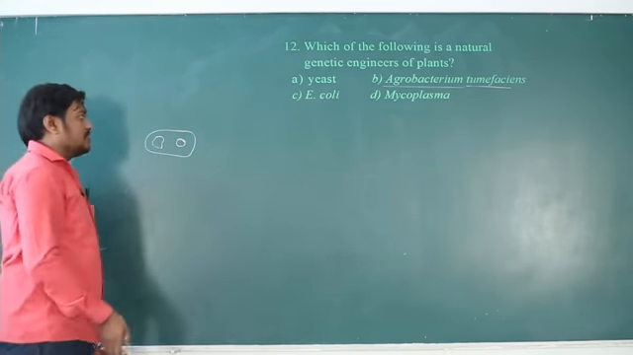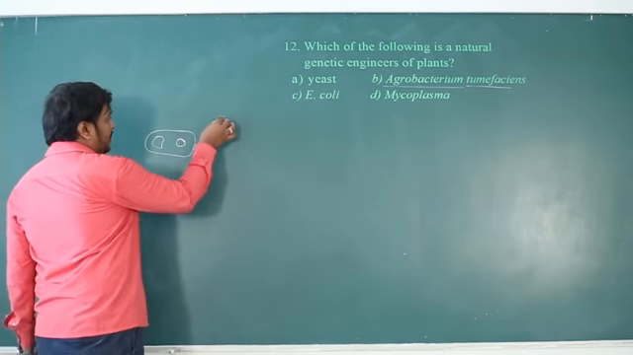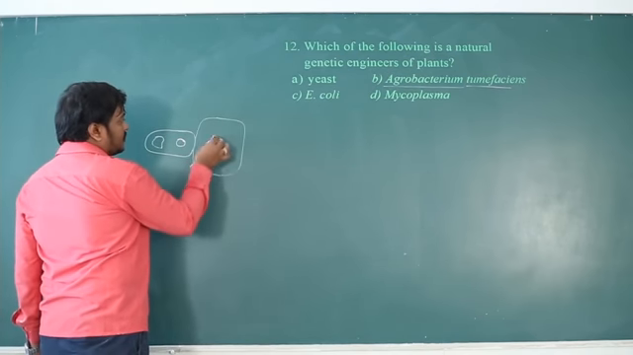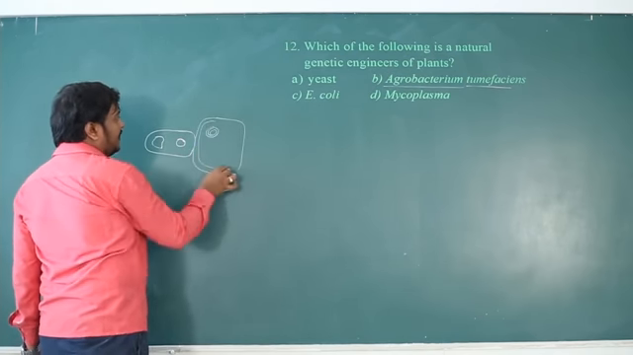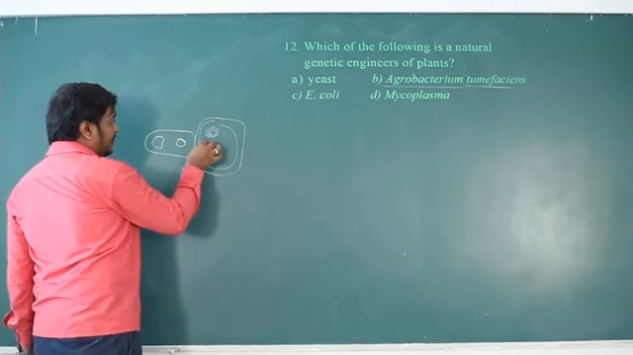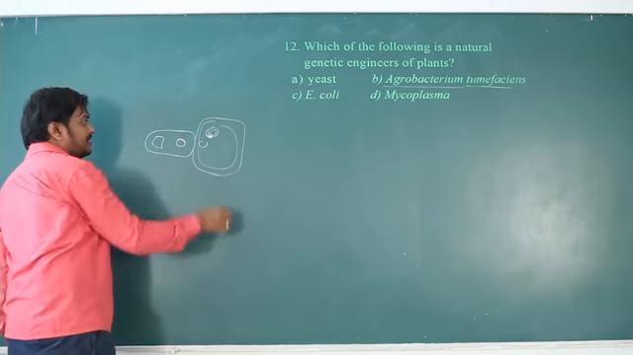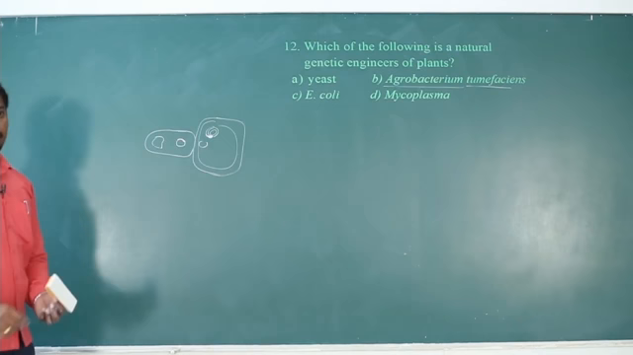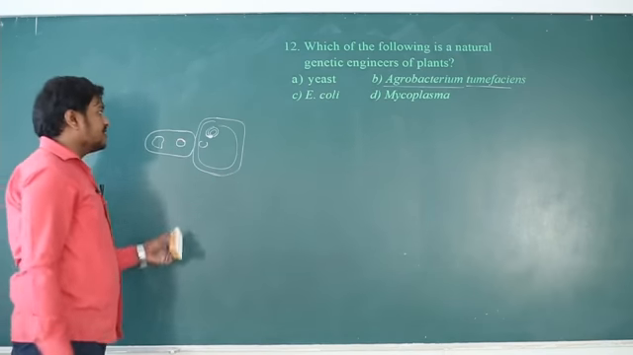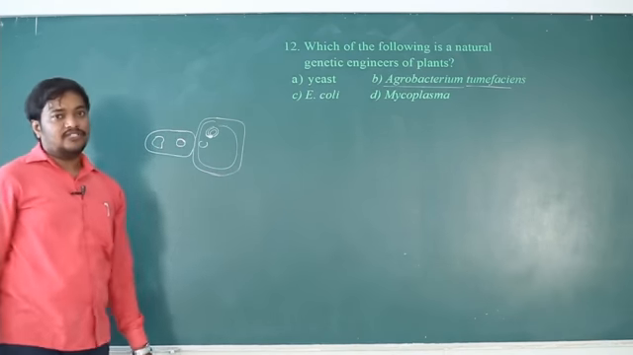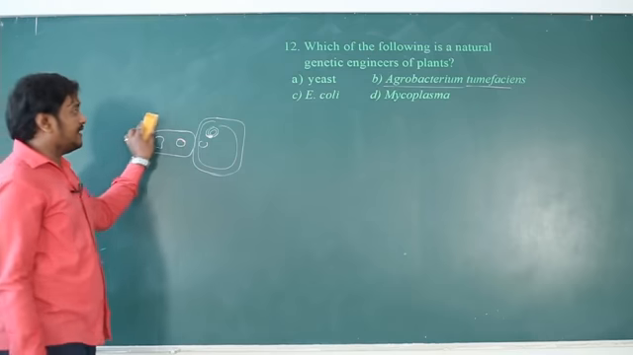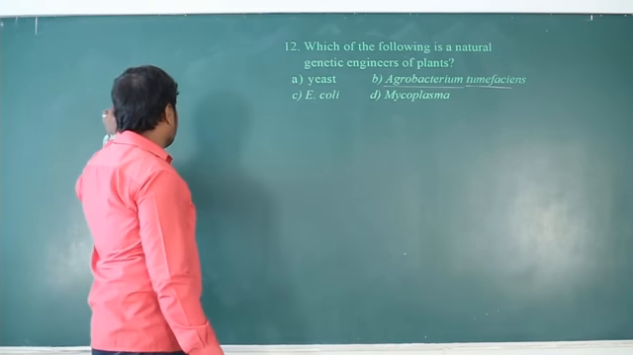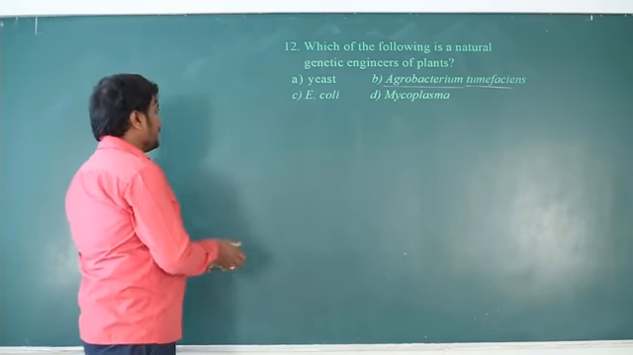When this bacteria infects the plant cell, it can enter and transfer the desired gene into the plant cell, and insert it into the genome. That's why it is called a natural genetic engineer. So Agrobacterium tumefaciens, and the plasmid name is Ti plasmid.